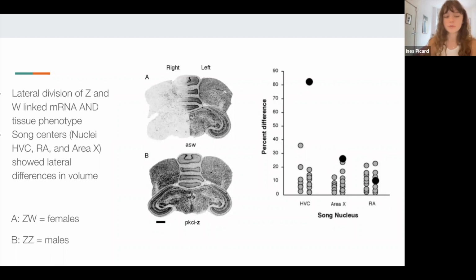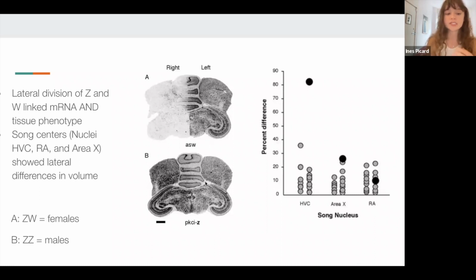So as you can see on the bottom left here, I wrote the sex chromosomes of these finches. So ZW are females and ZZ are males. In figure A, you can see the W-linked mRNA is tagged, and it is very pronounced on the left side, which is the female side. Since females are the only ones that have the W chromosome, they're the only ones that can express W-linked mRNA. So as you can see, the right side, which is male, doesn't actually produce any of this mRNA.